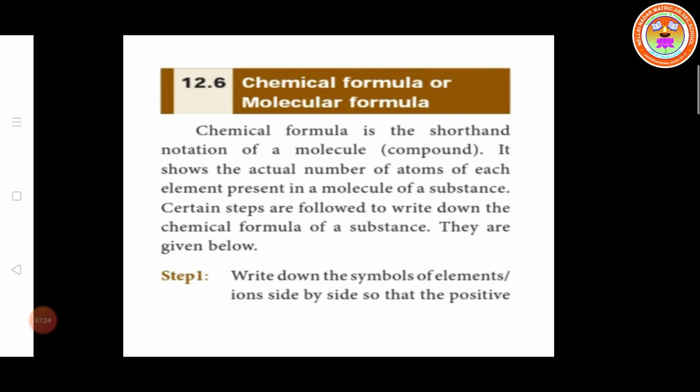The next topic is the chemical formula or molecular formula. Chemical formula is nothing but the shortened notation of a molecule. You simply write the molecular formula in symbols. It shows the actual number of atoms of each element present in a molecule of the substance. Certain steps are followed to write down the chemical formula of a substance. They are given below.